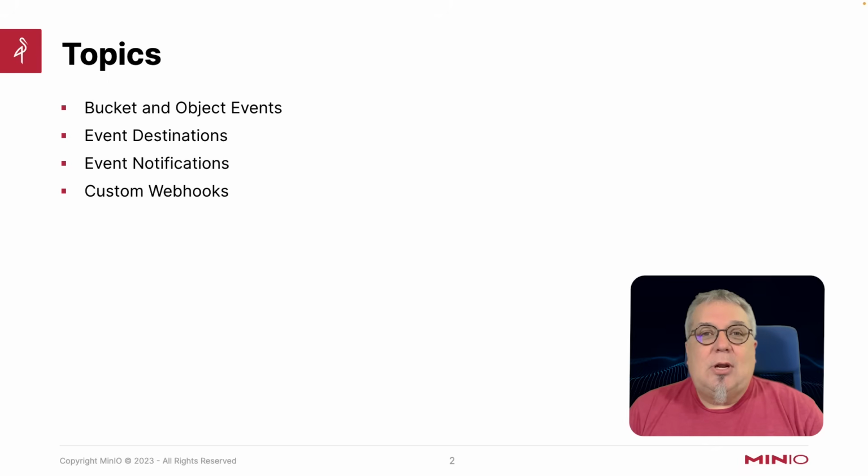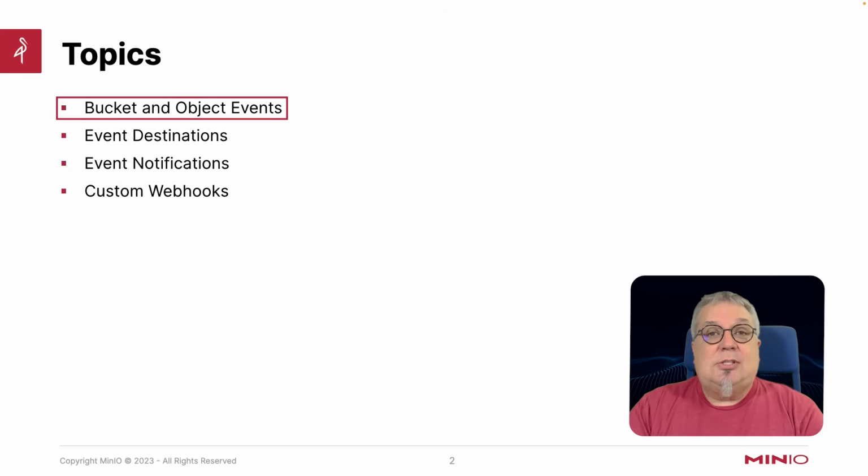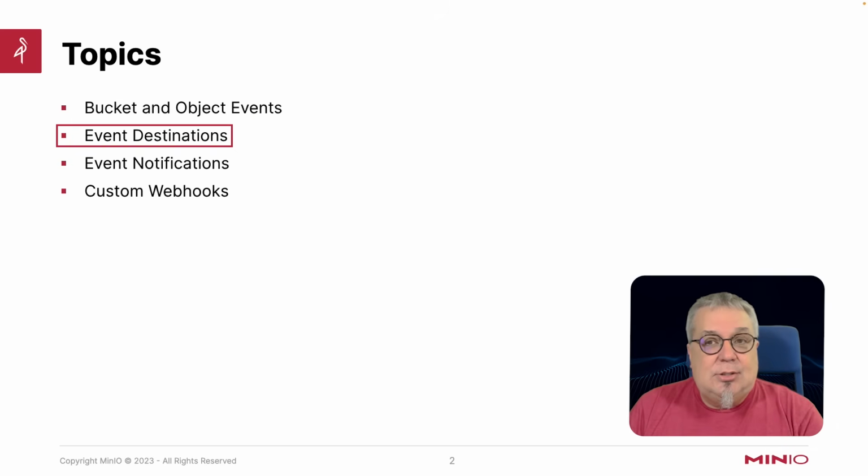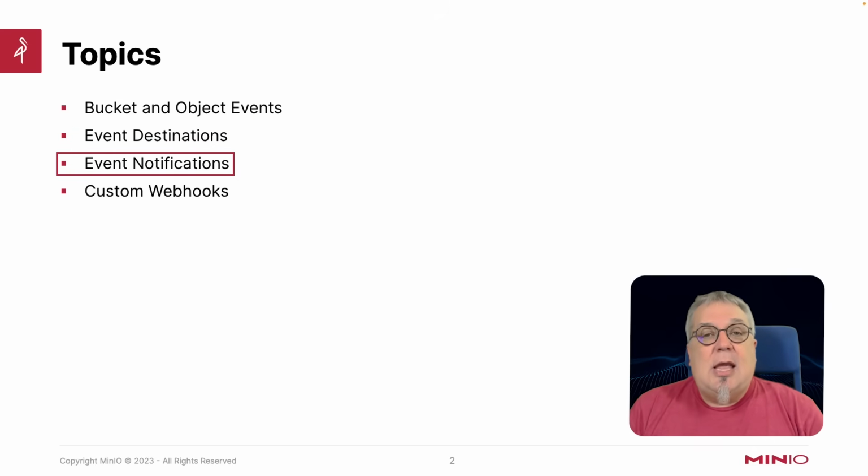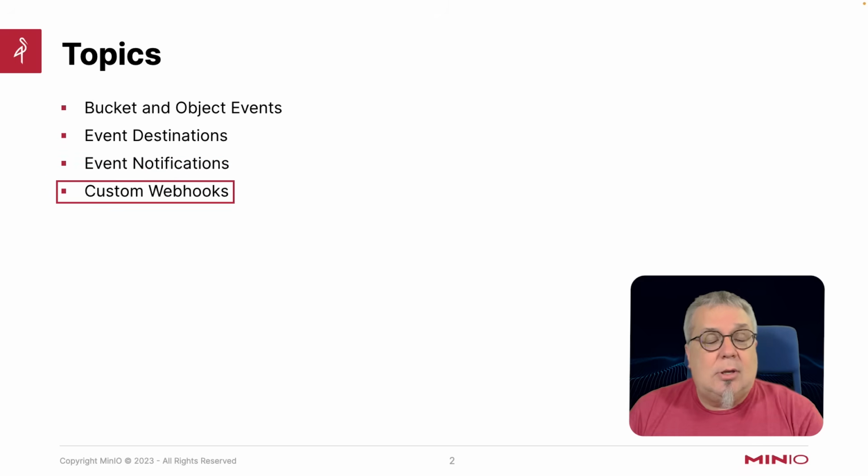In our video today, we're going to be looking at a few different topics. We're going to start with bucket and object events so you can see what's going on in the system, the types of events that you can look for. And then we're going to talk about event destinations and event notifications. Those are the two pieces that you need to actually start working with events. And finally, we're going to show you how you can set up a custom webhook that you can use to read any event and process it in any way that you want.